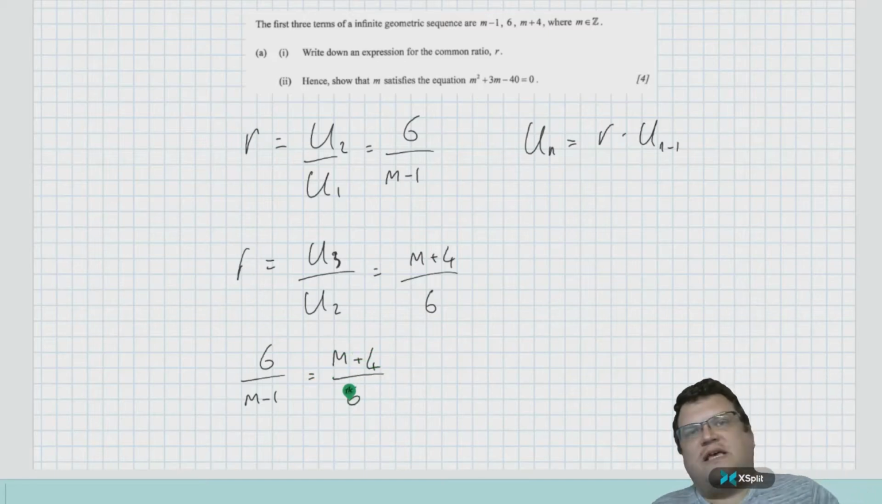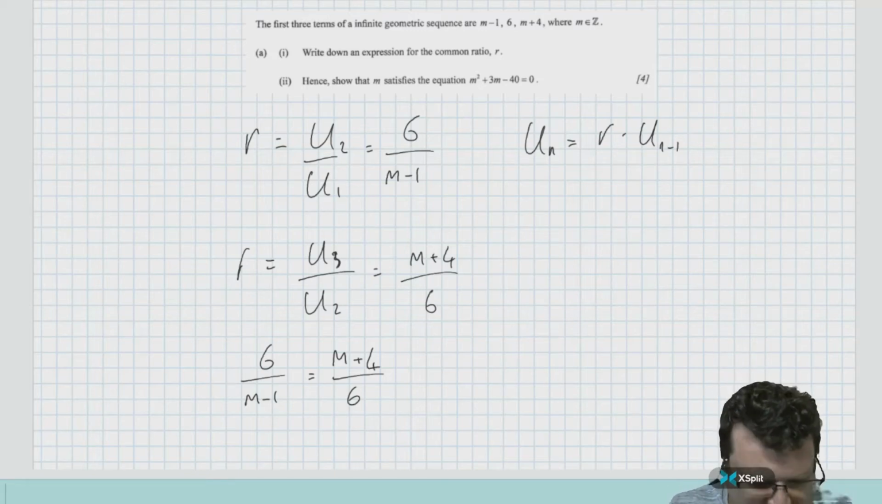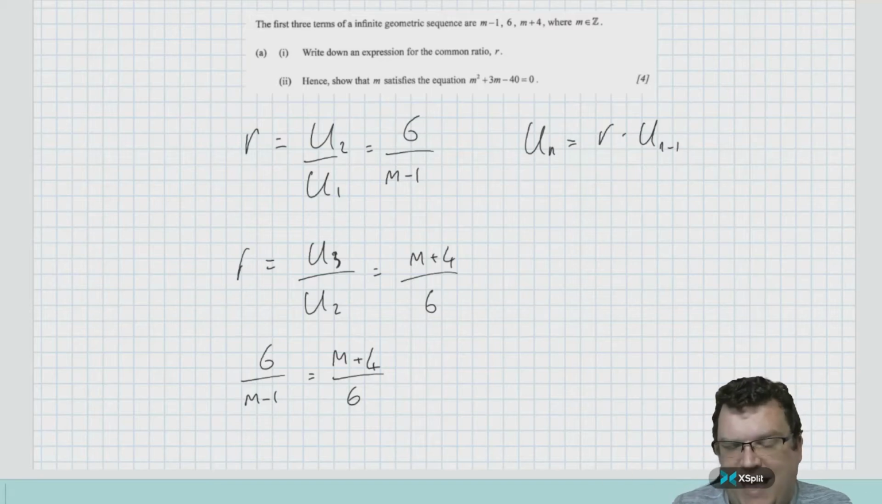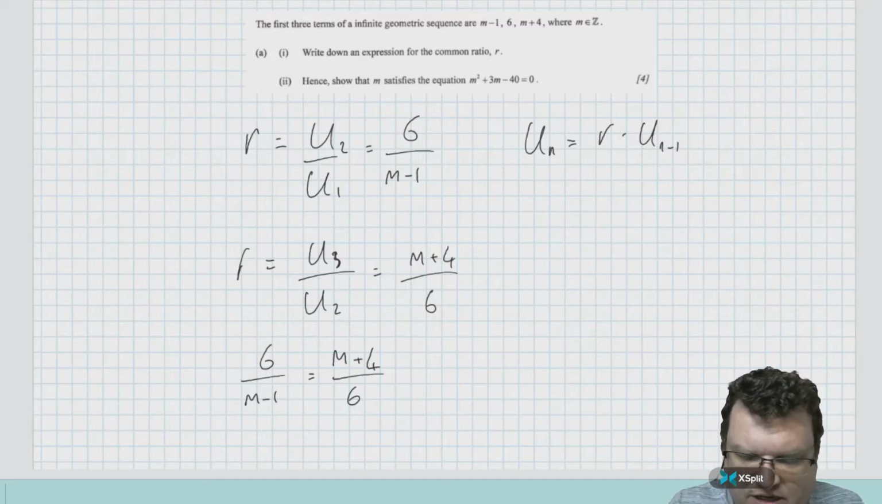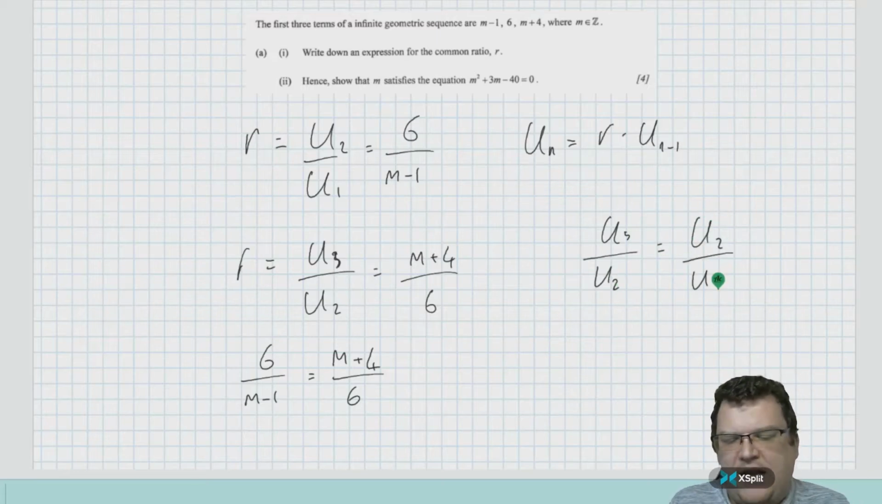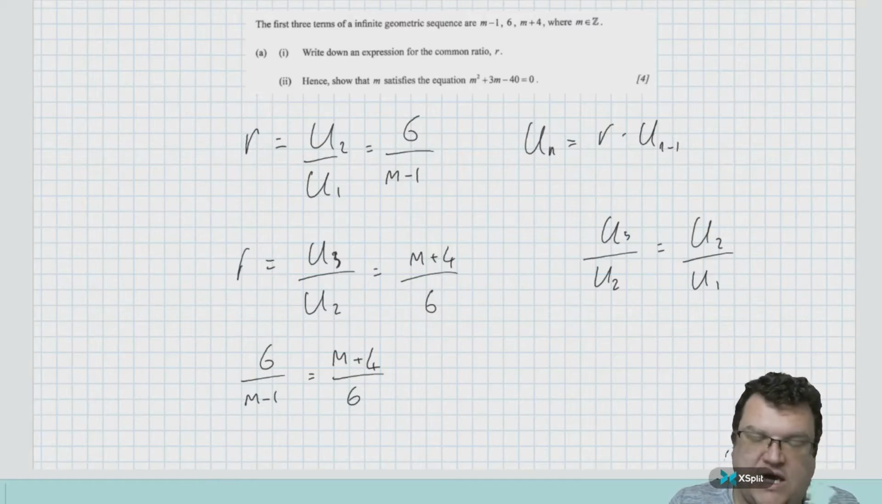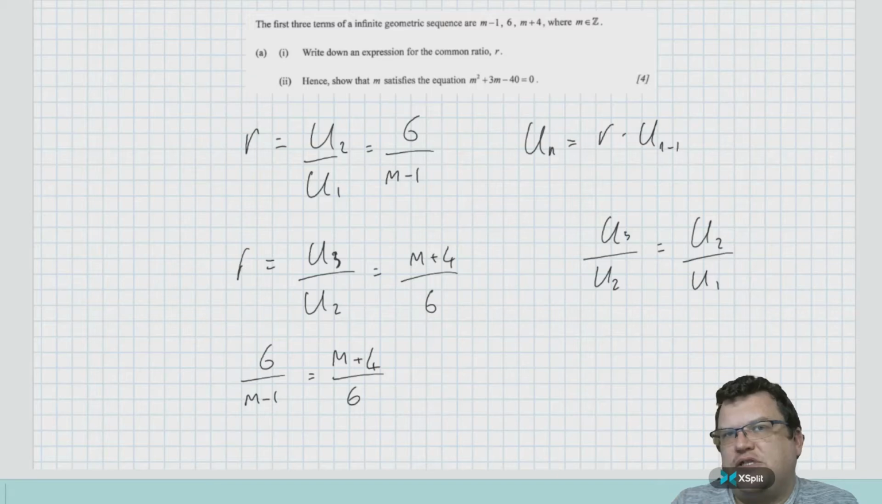Now, what this gives us actually is a really nice technique for when we're dealing with geometric sequences with an unknown ratio, or perhaps an unknown variable like m here. We can use this technique all the time. What we've really done here is we've written u3 over u2 is equal to u2 over u1. And it works especially nicely if u2 is a simple term, because we're going to end up squaring that one. But it's a nice little trick when we're doing these sorts of problems.